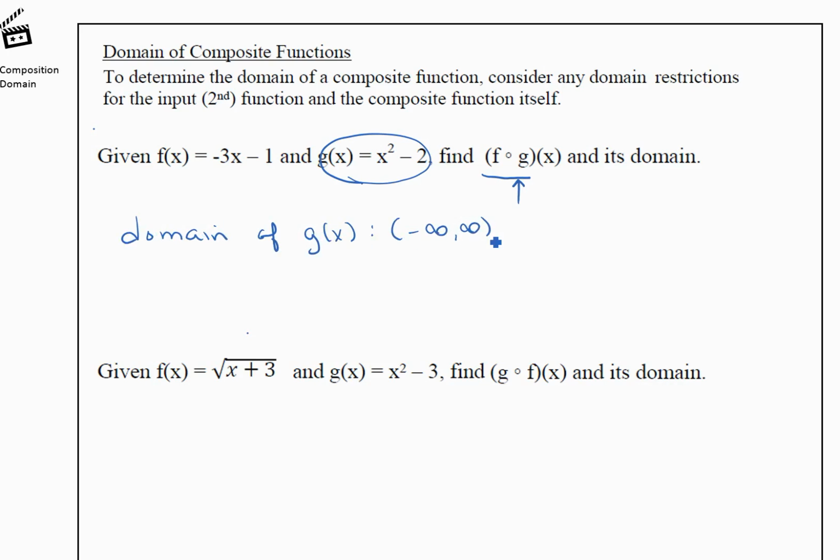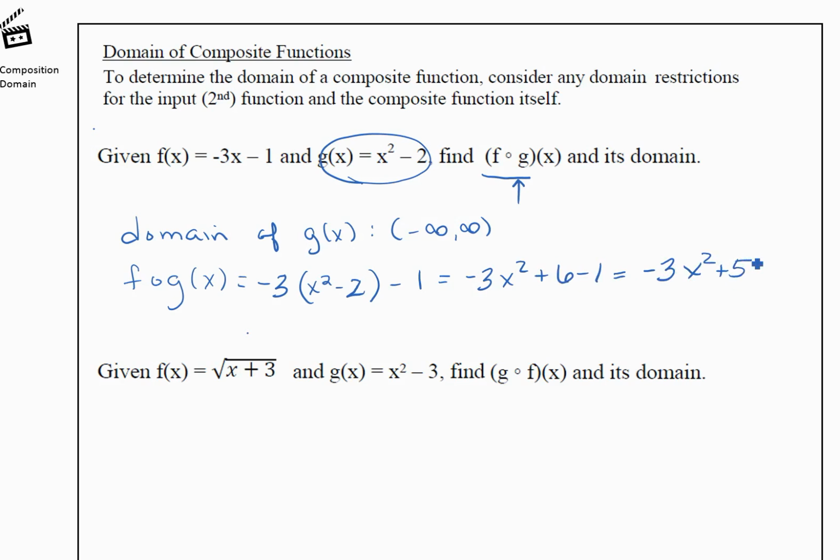Now, we actually need to find f composed with g of x. Remember, my recommendation is start with f and write it out with parentheses where there's an x, and then plug in g of x. Okay, so if we distribute, we'd have negative 3x squared plus 6 minus 1. So if we simplify that, we get negative 3x squared plus 5. And again, that's a polynomial, so we don't have any domain restrictions there. The domain would be all real numbers. So our final domain of f composed with g of x would be all real numbers, or negative infinity to infinity.